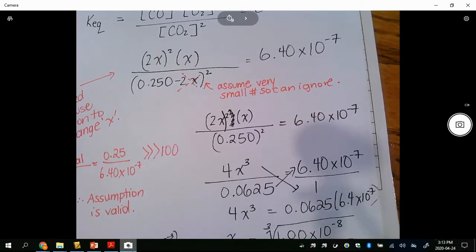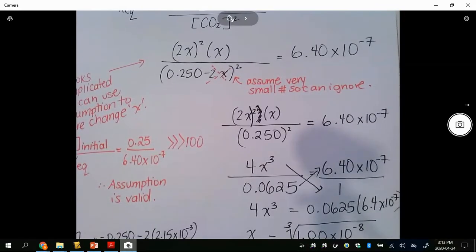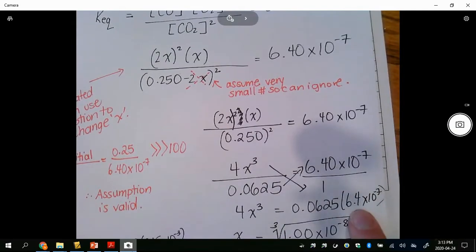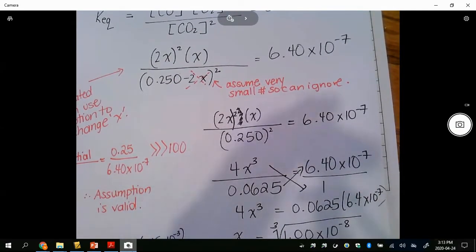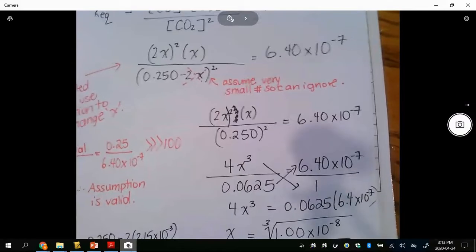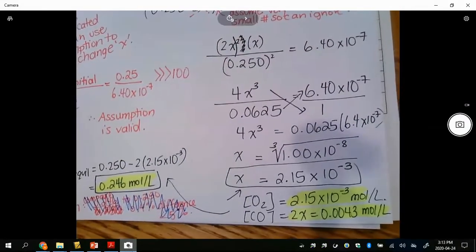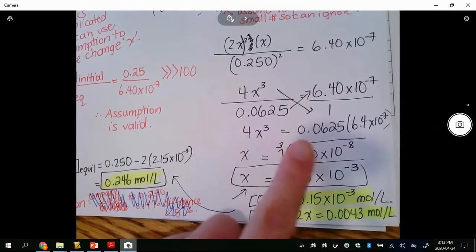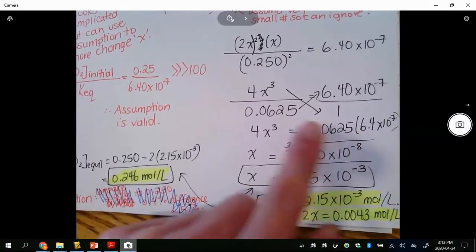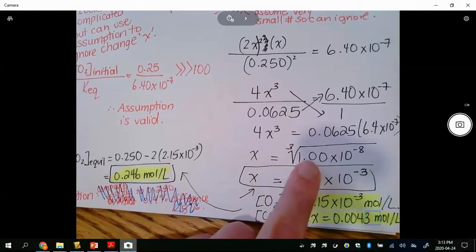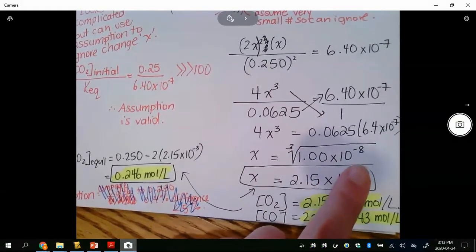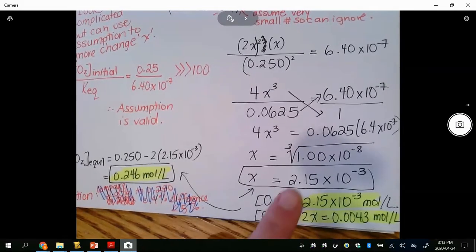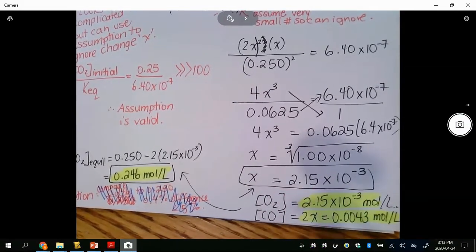Okay, so I get 4x cubed equals 0.0625 times 6.4 times 10 to the negative 7. Okay, so x is going to be this times this divided by 4. And then once you do that, you get 1.0 times 10 to the negative 8, and then taking the cubed root of that, you should get 2.15 times 10 to the power of negative 3.